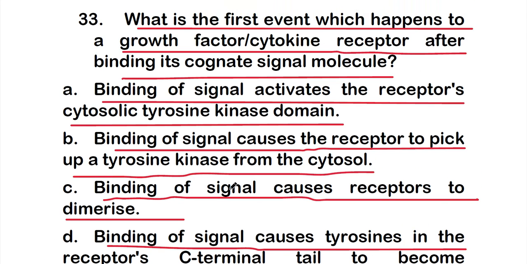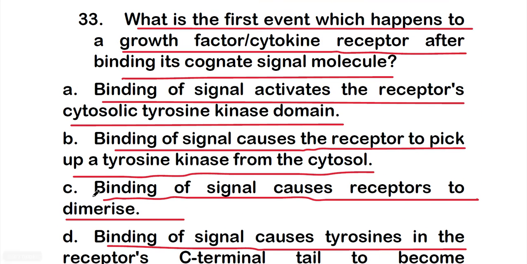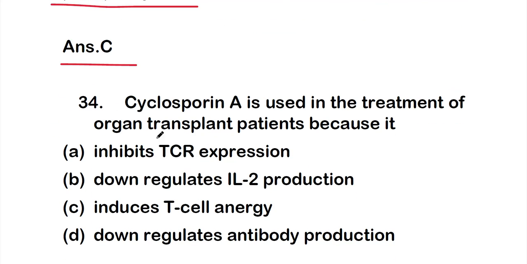So what is right about the growth factor or cytokine receptor after binding its signal molecule? The right answer is option C. Binding of signal causes receptor to dimerize. This is the right one. Okay, so next question. Next is question number 34.